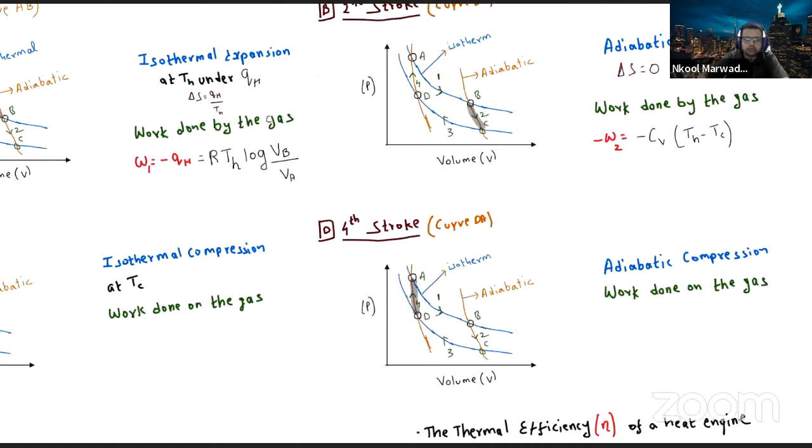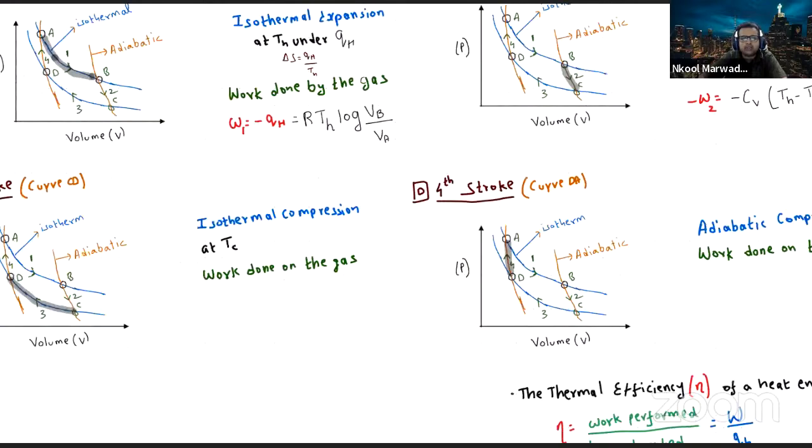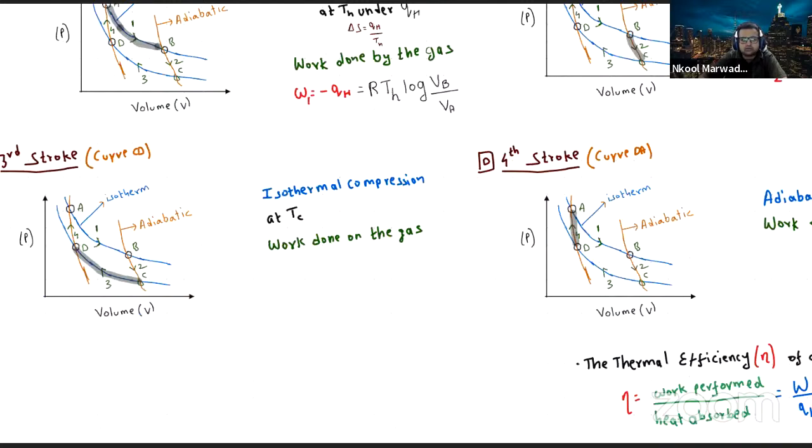Now we will look at the third stroke. In the third stroke, we will be doing isothermal compression. So definitely isothermal, you know it, constant temperature. Now the temperature is kept at Tc, so that the temperature of the gas particles will be maintained at Tc. And work is done in the compression, work is done on the gas. So work done will be positive.